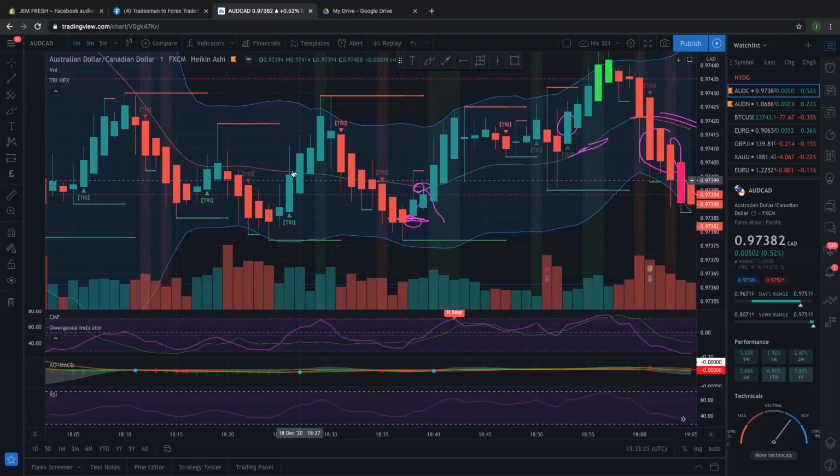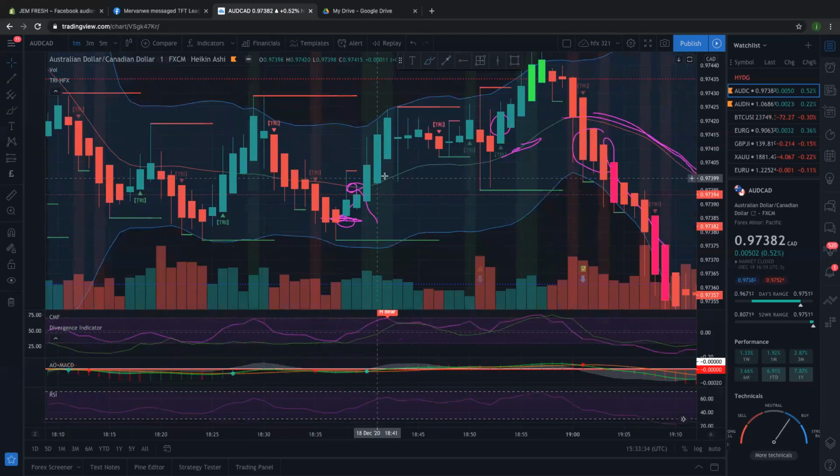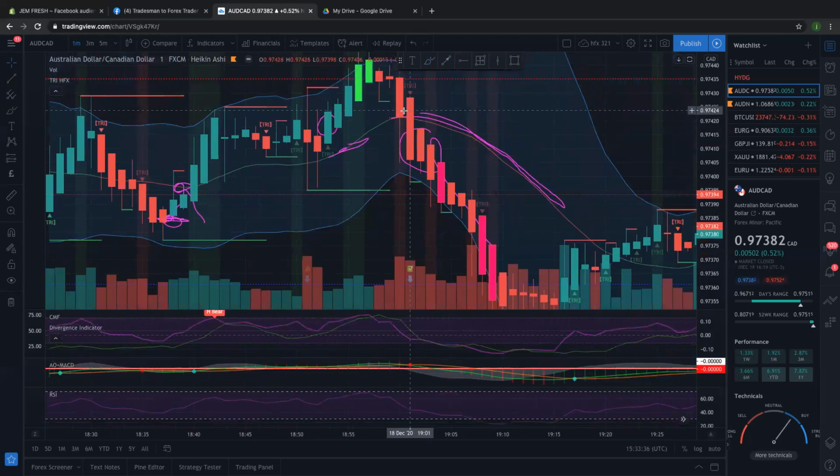So what I'm trying to say is don't trade too close to the SMA, because it's very, very powerful. It's like a slingshot. It can literally push the market either way.